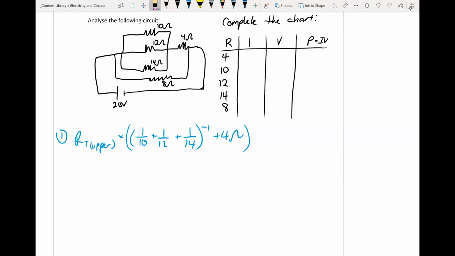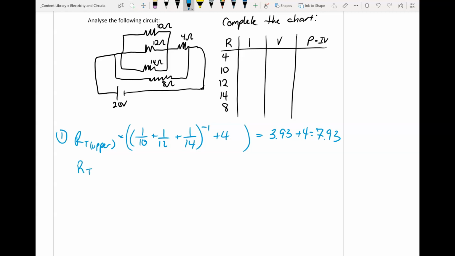So this is what we're going to calculate just for the upper part of our circuit. 1 over 10 plus 1 over 12 plus 1 over 14, and then inverse is 3.93. So the resistance total just for the upper part is 7.93.